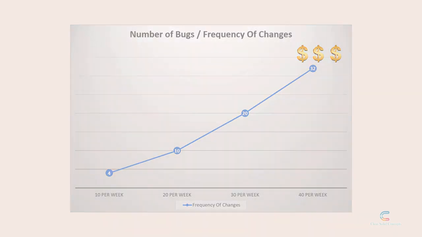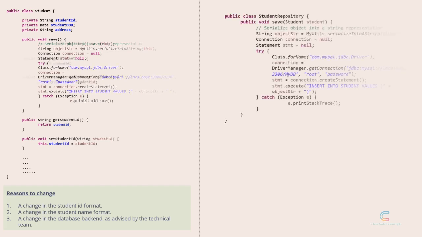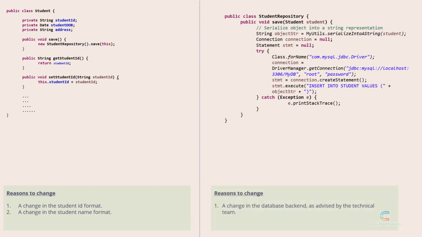So back to our code snippet. How do we fix this? What can we do about the multiple reasons to change? We'll repeat the same move we did in our last session. We'll take the database operations out and move it to a separate repository class. Here we go. Because we split the classes, let's split the reasons to change as well. So the student class is left with 2 reasons to change, and the repository class has 1 reason to change.